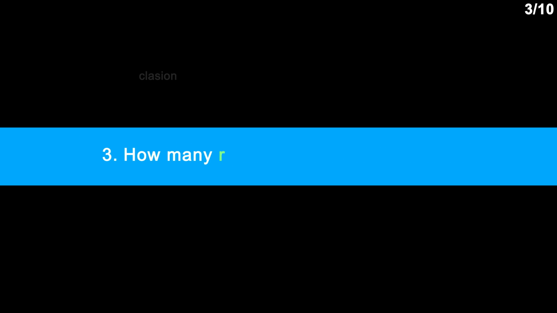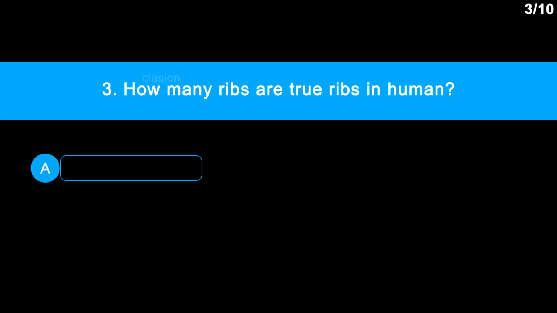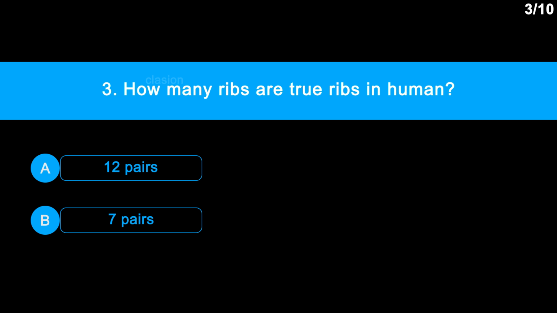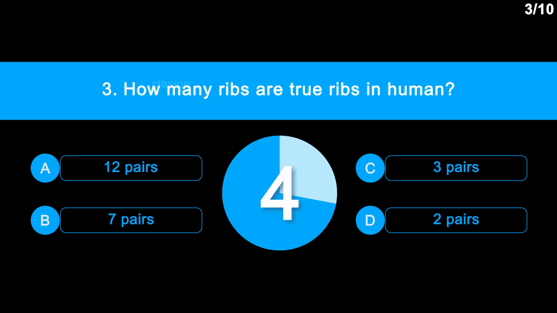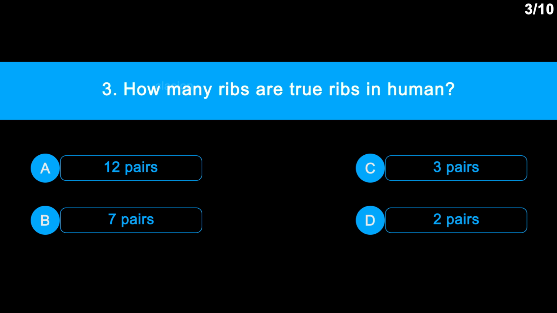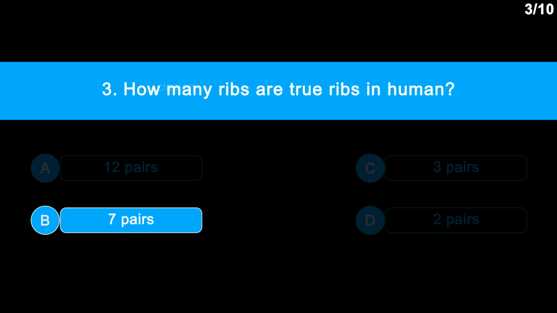Question number 3. How many ribs are true ribs in human? Option A, 12 pairs. Option B, 7 pairs. Option C, 3 pairs. Option D, 2 pairs. And the correct answer is option B, 7 pairs. Let us see what are those 7 pairs.